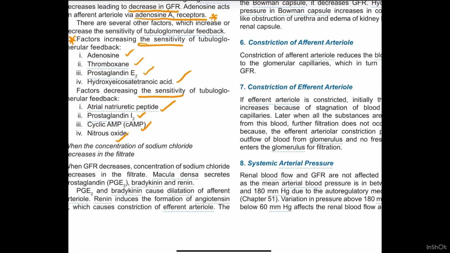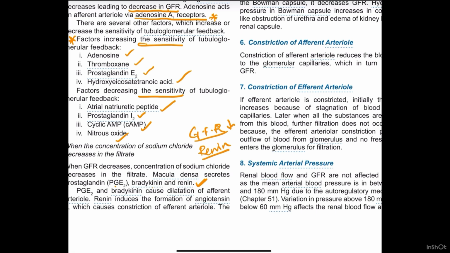Now it's going to be here, the macula densa. When the GFR decreases, the macula densa gives the signal to the RAS mechanism. Prostaglandin E2, bradykinin and renin are going to be produced here. So when the GFR is decreased, what happens? Renin is produced, along with prostaglandin E2 and bradykinin. Now this bradykinin and this E2 cause dilation of the afferent arteriole.